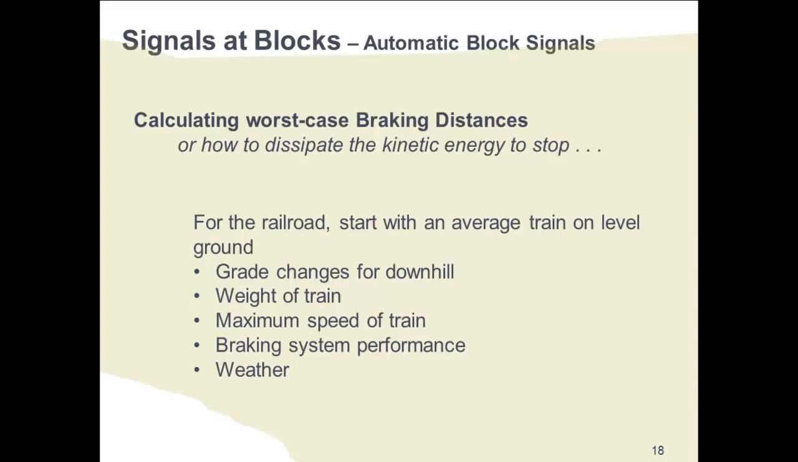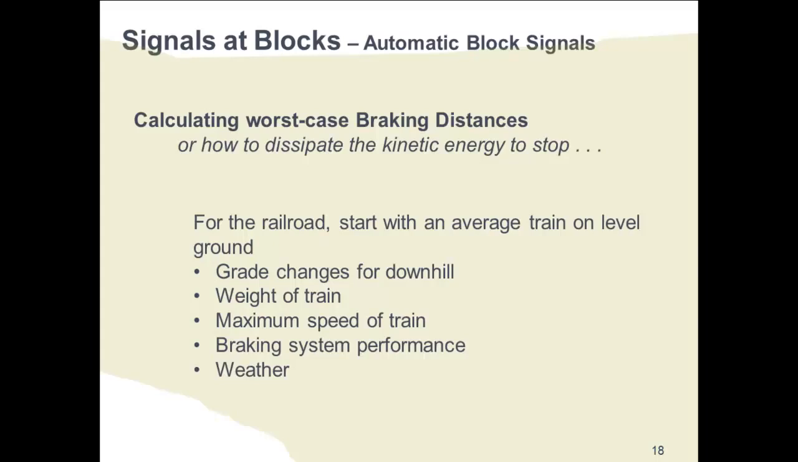Every railroad has mathematical equations to calculate the braking distance. The calculation starts with an average train on level track. The equation considers grade changes for the topography of the corridor, the weight of the train, the maximum speed of the train, and the braking systems themselves, including whether the brakes on a particular train are not performing optimally. Finally, it also includes weather conditions.